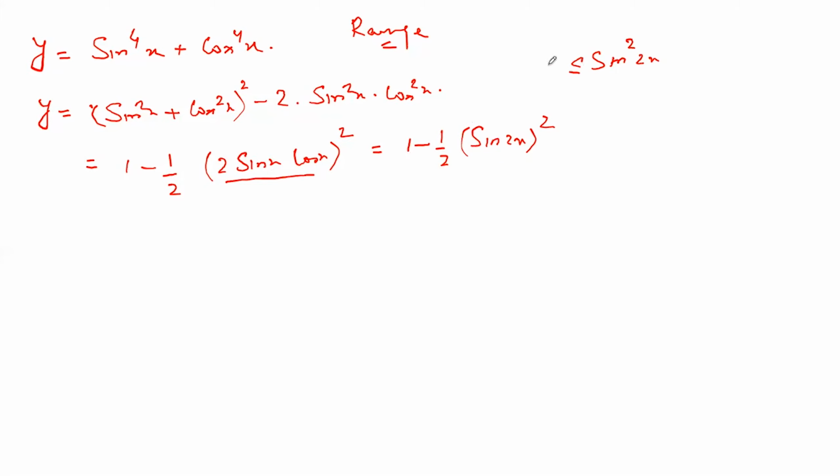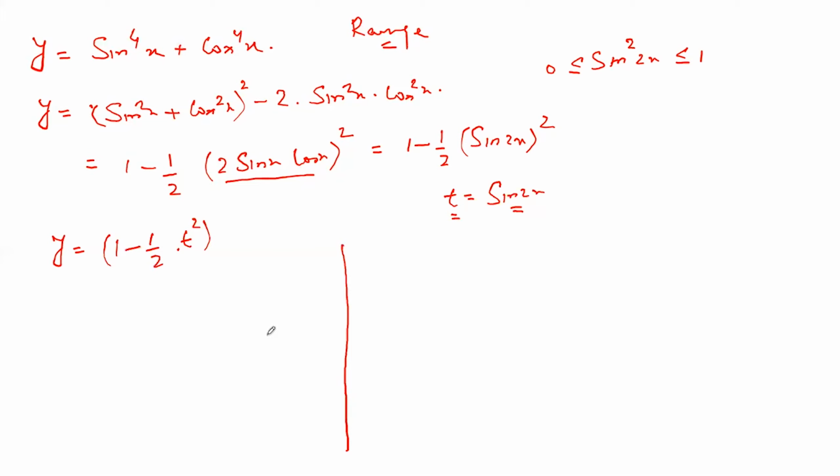This value again lies between 0 to 1. Let's suppose again, I'm assuming sine 2x as t, so this will be 1 by 2 t square. This t is lying between minus 1 to 1. So we have to draw the graph of y is equal to 1 minus t square by 2, and then we have to see what is coming in between.